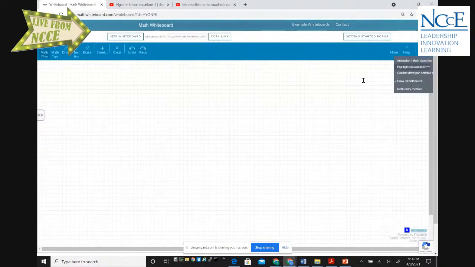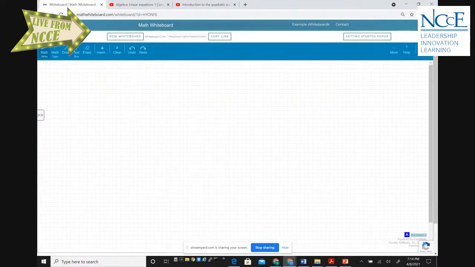So under the More menu, I can turn on Highlight Equivalence. And now anything I write on the page or type on the page will be tested for and color-coded with a color that is equivalent to anything else on the page that's equivalent as well. Let me show you what I mean.